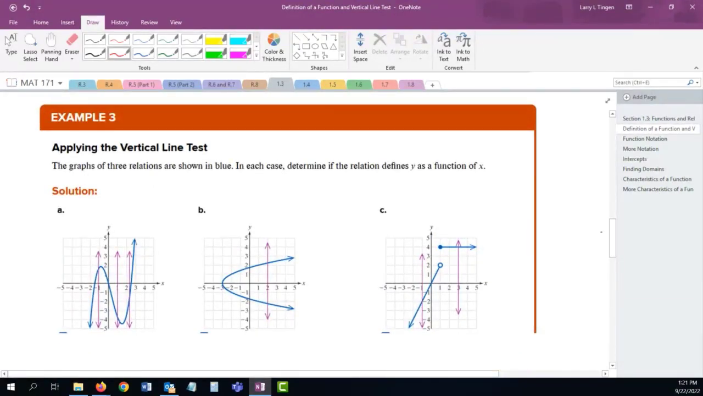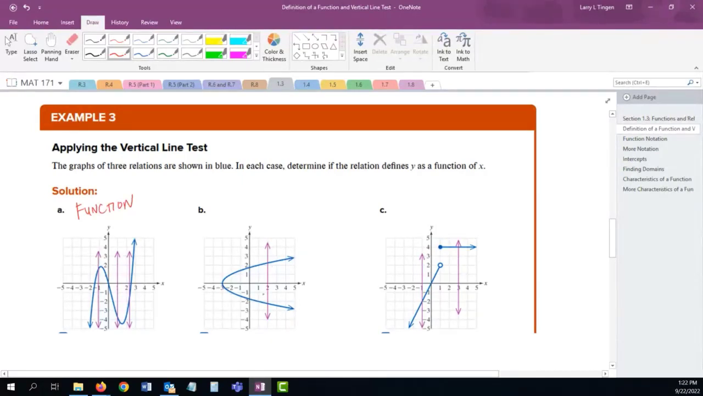So here are 3 examples. The relations are in blue. The little arrows are added just to show you the idea. If I can draw a vertical line anywhere and hit the curve more than once, I do not have a function. For part A, we've got arrows all over the place, okay, but I'm never hitting the curve more than one time. So part A, that's a function.